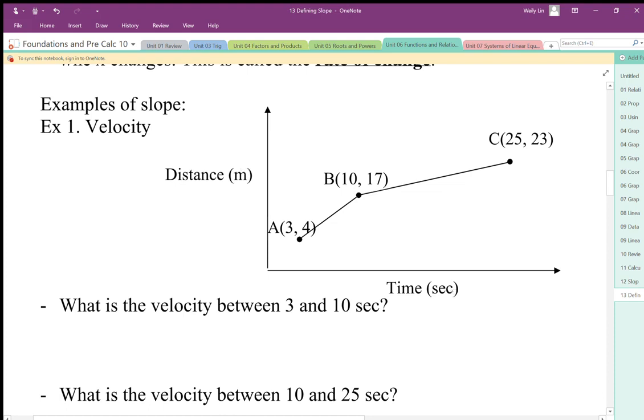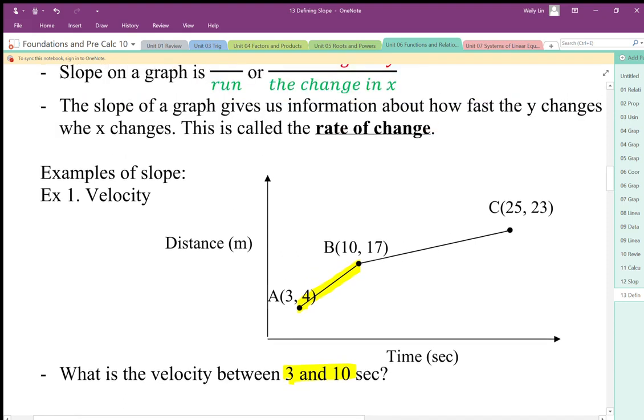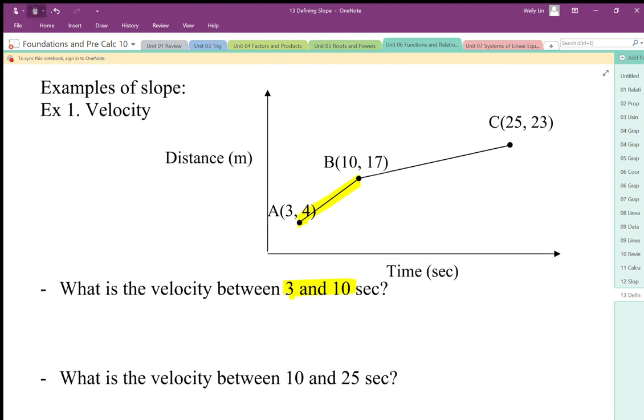So what is the velocity between 3 seconds and 10 seconds? So this section right in here. So our velocity, this section in here, between 3 and 10 seconds. Okay, so we want to find the ratio of change of the change in y compared to the change in x. So the change in y, in this case, is going to be 17 minus 4. So it started at 4, ended at 17. So the change is positive 13.